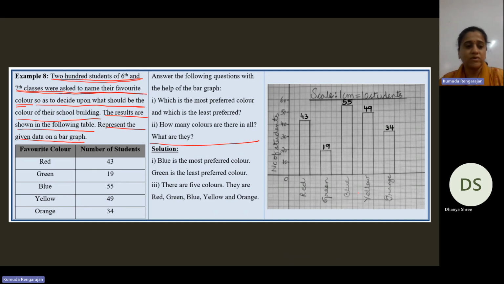Okay, let's answer this. So how do you make a bar graph? Favorite color, so you should show it along the x-axis. Take one horizontal line like this, take a vertical line like this, let them intersect. What are you doing, Tanya? I think question.